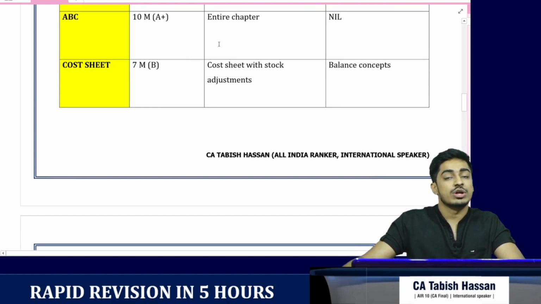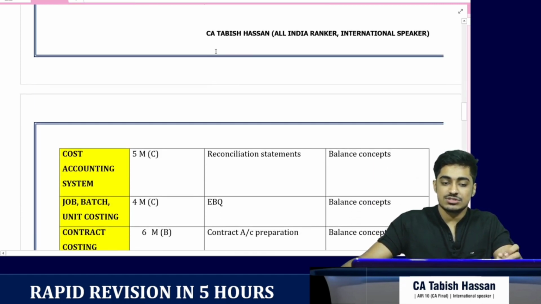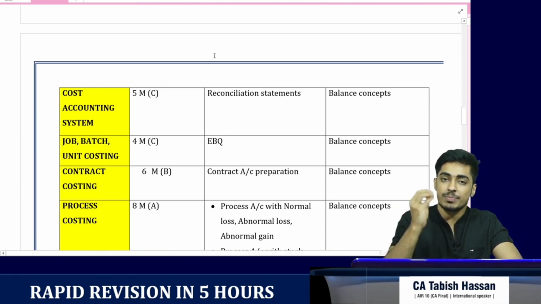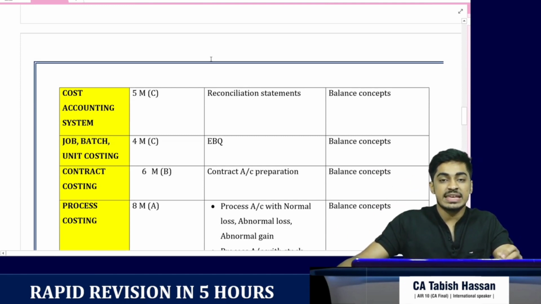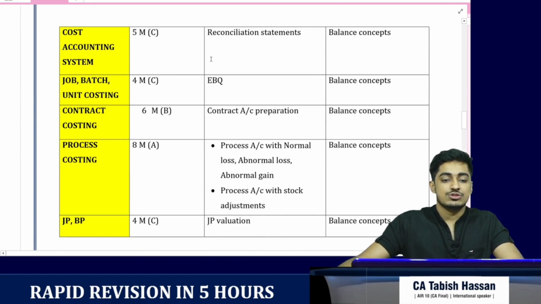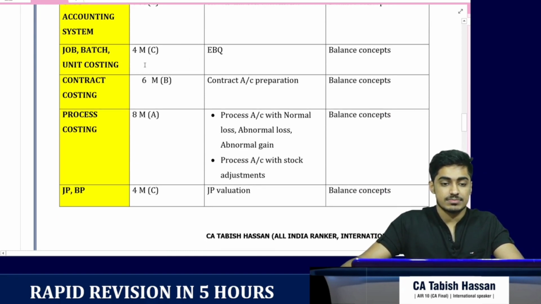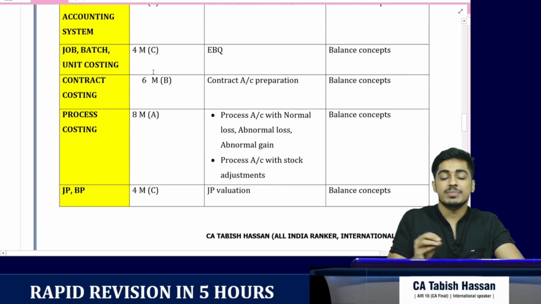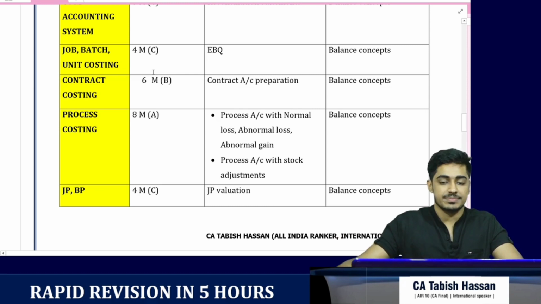Cost sheet, again 7 marks on an average, B category. Majorly have a look at cost sheet with the stock adjustments. Next is cost accounting system, on an average 5 marks, C category. The top 80% questions will be based on reconciliation statements. Next is job batch unit costing, 4 marks on an average, C category. Without fail, have a look at the EBQ questions. And next is contract costing, 6 marks on an average, B category chapter. Major thing to remember is the contract account preparation.